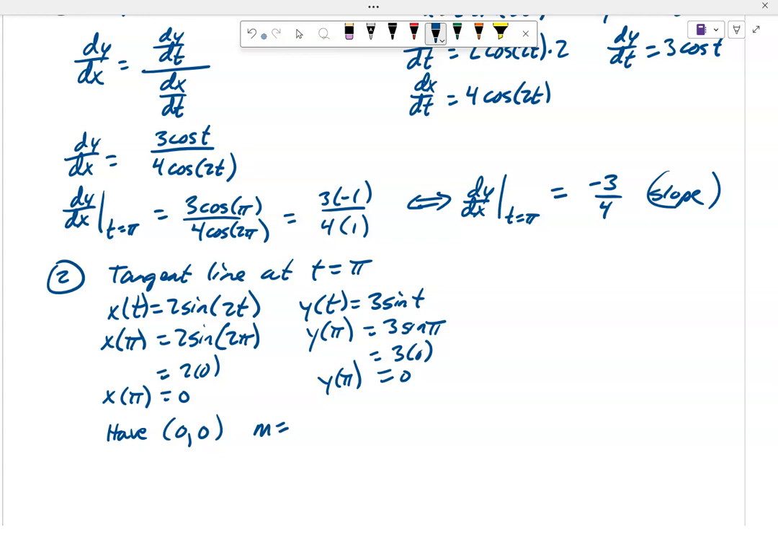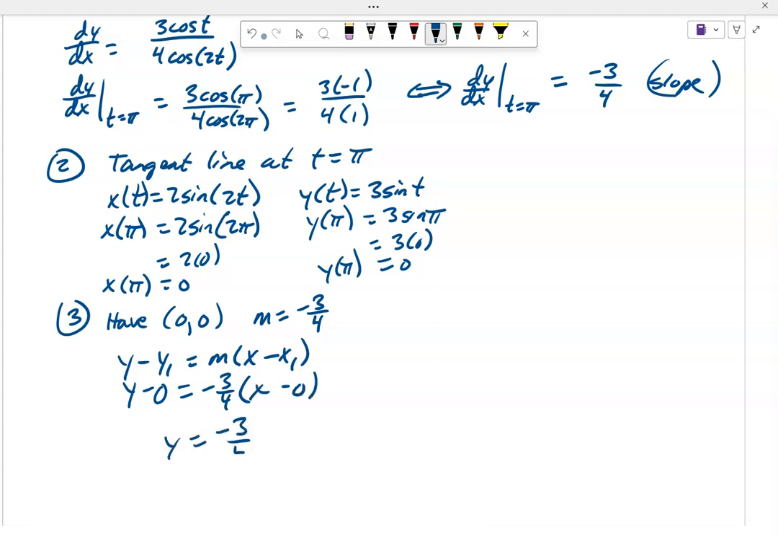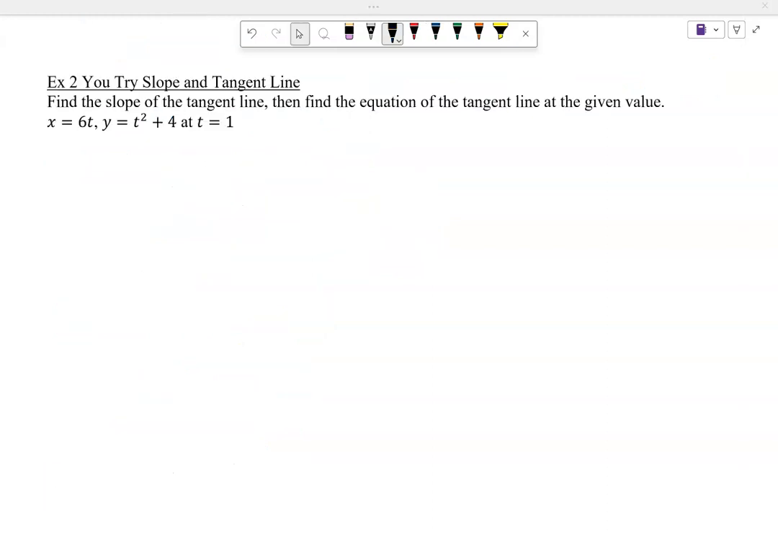And we have our slope we found was -3/4. So y minus y1, let's write the equation of the tangent line. So y minus 0 equals m times x minus 0. So y equals -3/4 x. All right, this is a good you-try-it problem. So if you want to go ahead, pause the video, now would be a good time.